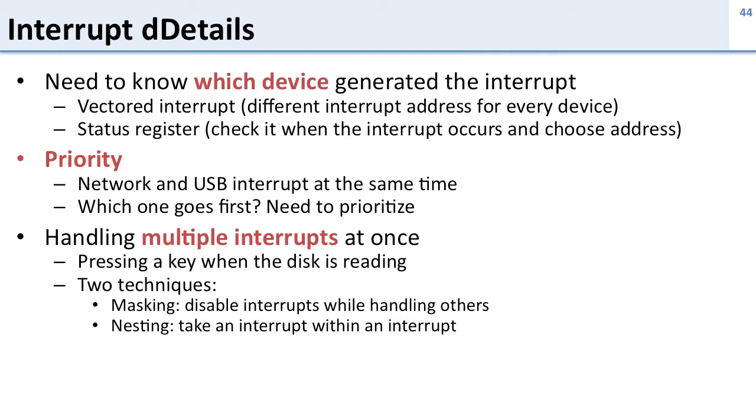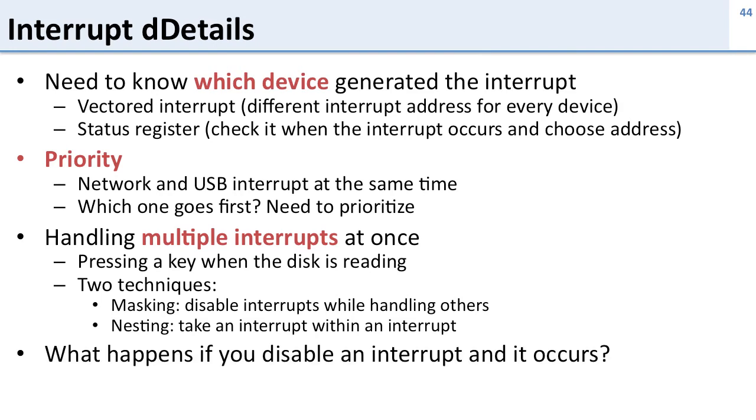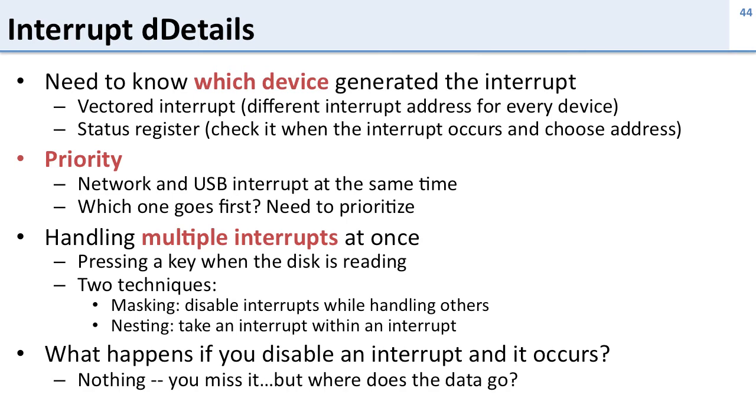The other option is nesting. So while we're taking care of the disk interrupt, if we get another one, we'll interrupt the interrupt. So we can get multiple levels of interrupts. So what happens if we disable an interrupt and it occurs? Well, nothing. I mean, if we disabled it, we're not going to get that interrupt. But if that interrupt was telling us that data is available, we'll miss the notification that data is available.